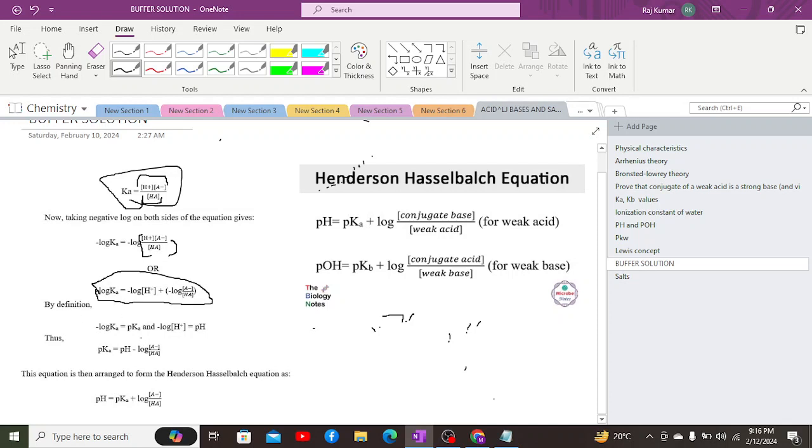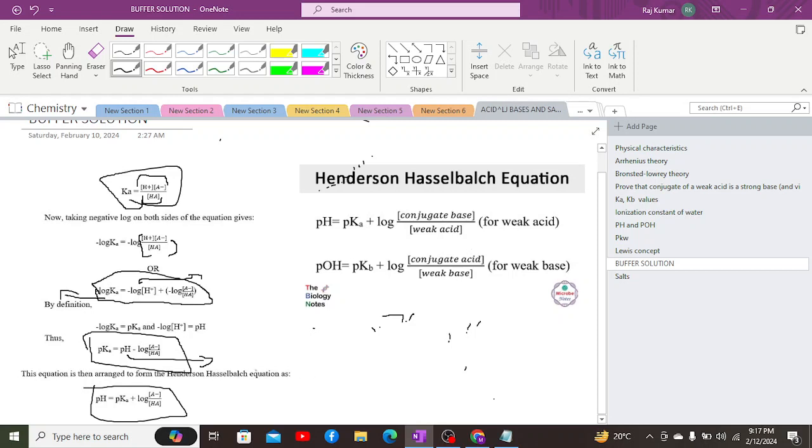By definition, minus log Ka is pKa, minus log H is pH, and minus log A upon HA remains as it is. So the equation we gain is pKa equals pH minus log A upon HA. Now, in order to find the pH of the buffer solution, the log being subtracted is added to the other side, and the final equation obtained is pH equals pKa plus log A upon HA.